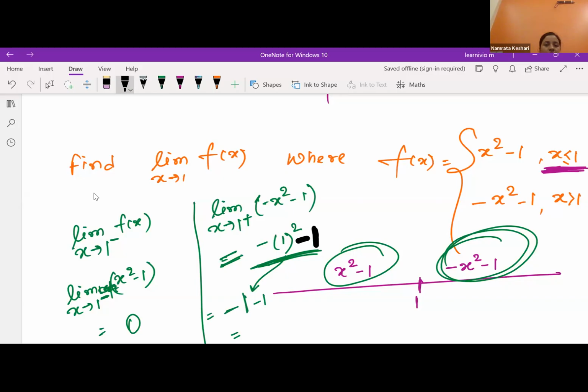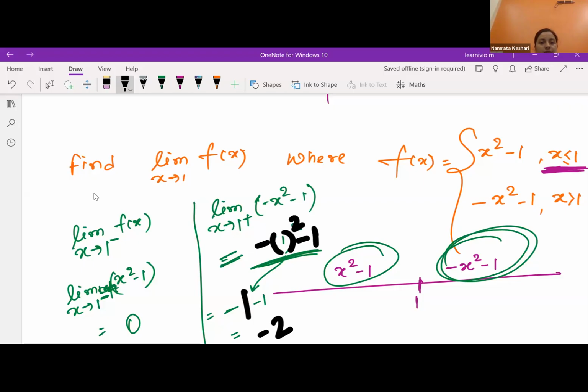1 square will be 1. Negative outside, fine. Minus 1. Can I say it will be minus 2?